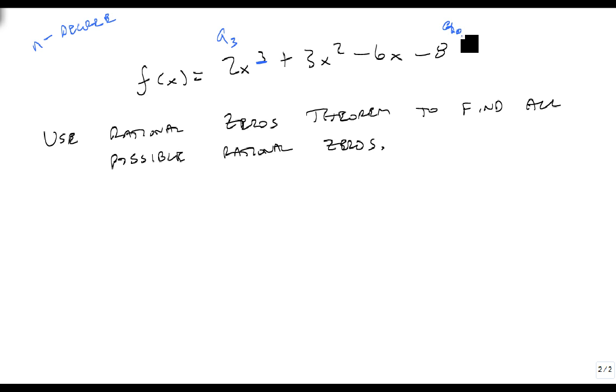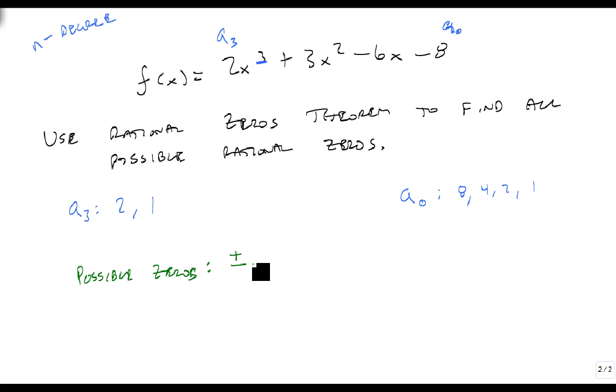And so what we're going to do is find all the factors of a_3. The possible factors are 2 and 1. That's it. But for a_0, we get 8, 4, 2, and 1. These are all the possible factors. And so our possible zeros are all the combinations of these numbers divided by all the combinations of these numbers, of both signs. So we're going to add a plus or a minus.